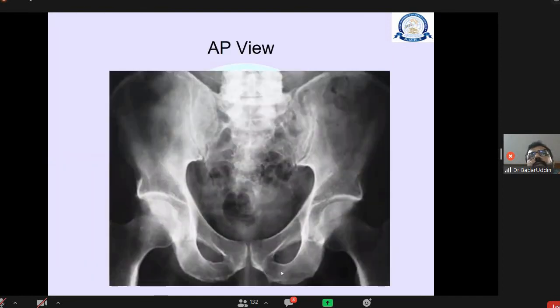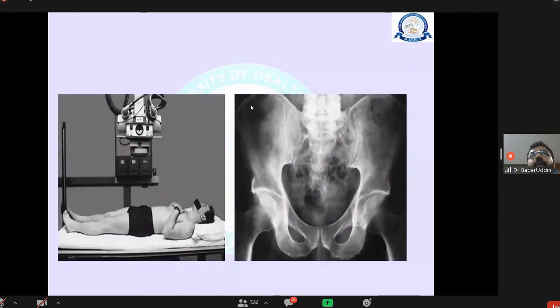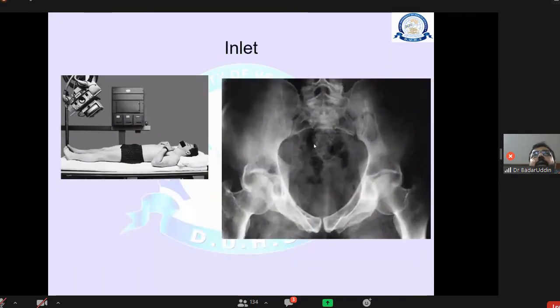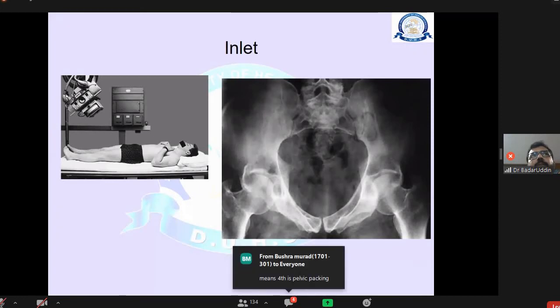So the first X-ray we will do is the AP view. AP view means the patient is lying straight and the film is in line with the pelvis, and that will show the pelvis X-ray AP view. And this is the inlet view. Now see, the X-ray machine is at 45 degrees from the foot side. So that will give you the inlet of this pelvis.